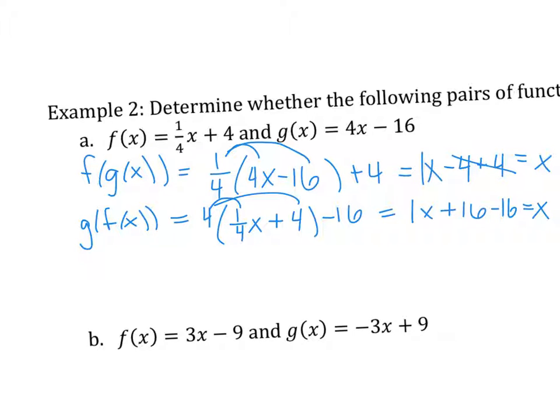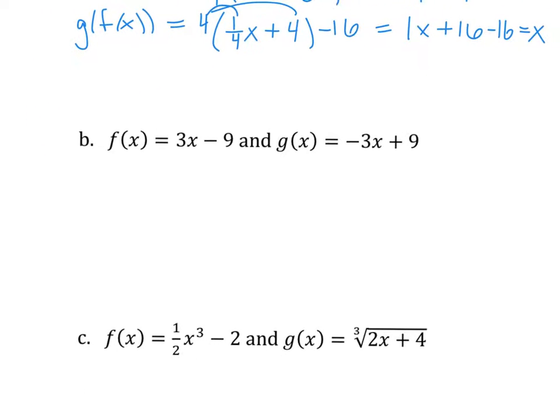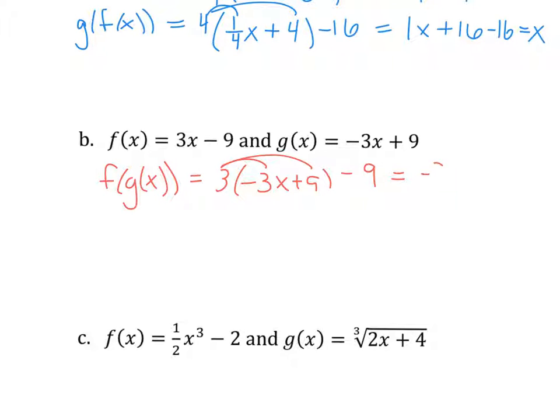Okay, so let's go ahead and do another one. Eventually we'll get to one that's not inverses. So let's go ahead and do f of g of x. Anytime you're checking to see if they're inverses, just jump right there. Rewrite f. I'm going to plug g in. I'm going to distribute that 3, add my like terms, so negative 9x plus 27 minus 9. So then when I add my like terms, which are these guys, I have negative 9x plus 18.